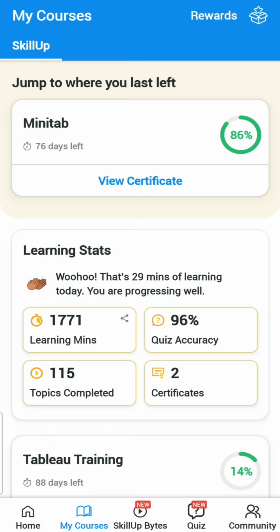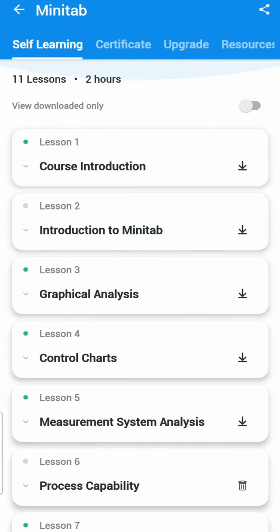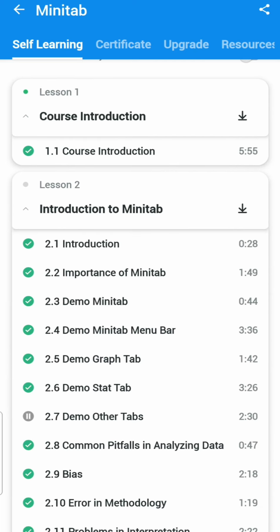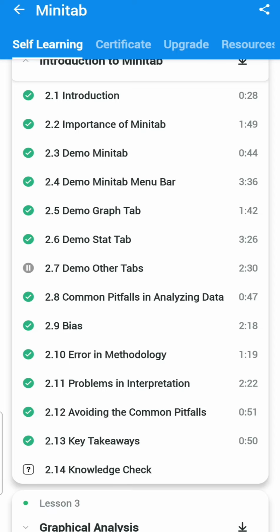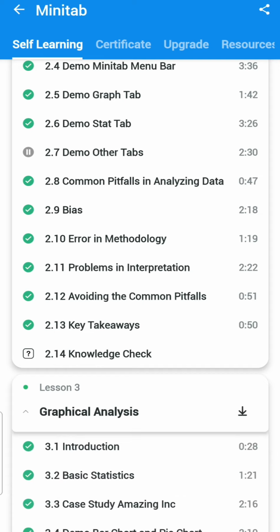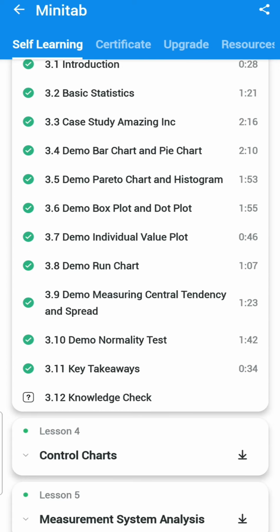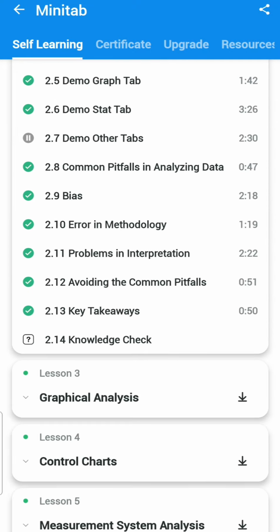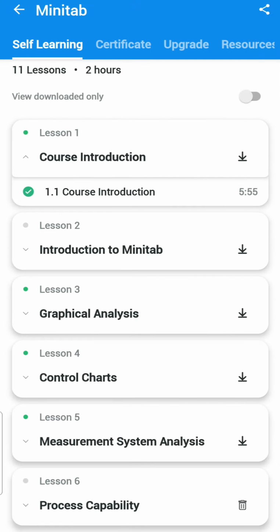Let's see what you can take a look at in Simplilearn from the Minitab standpoint. It has got 11 lessons. The first lesson is basically a course introduction. You will be able to download it also. The next one is introduction to Minitab, and it has got 13 sub chapters, and it also has a knowledge check. Each lesson has got a knowledge check, right? So in summary, we are going to learn that there are 11 lessons.